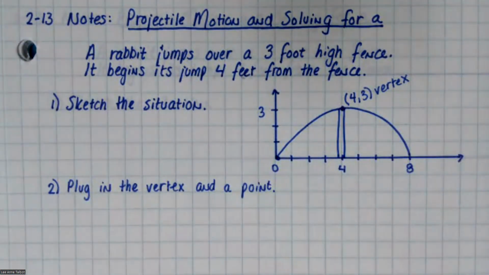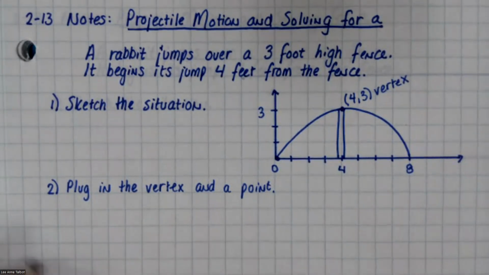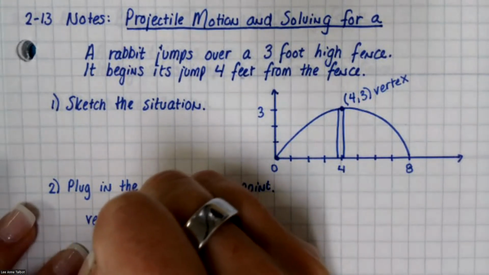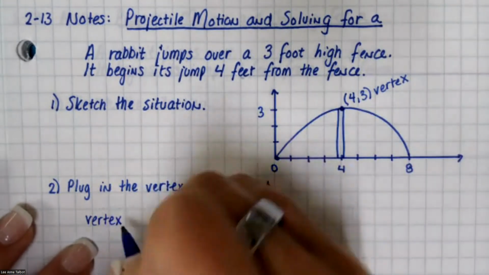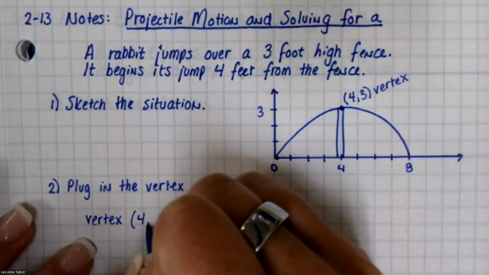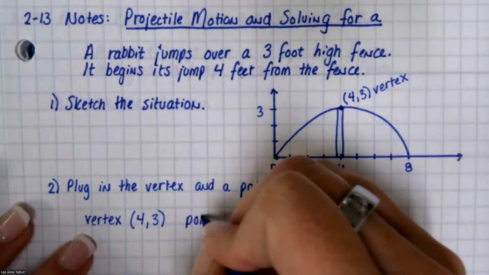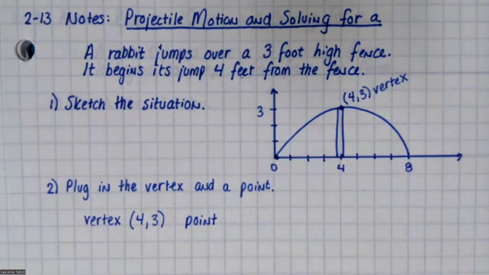Plug in the vertex and a point. Okay, and I'm going to label these things very clearly over here. The vertex is at 4, 3. And I need to get another point on the parabola. There's 2 to choose from. Can you guys tell me what 2 other points I could choose from?